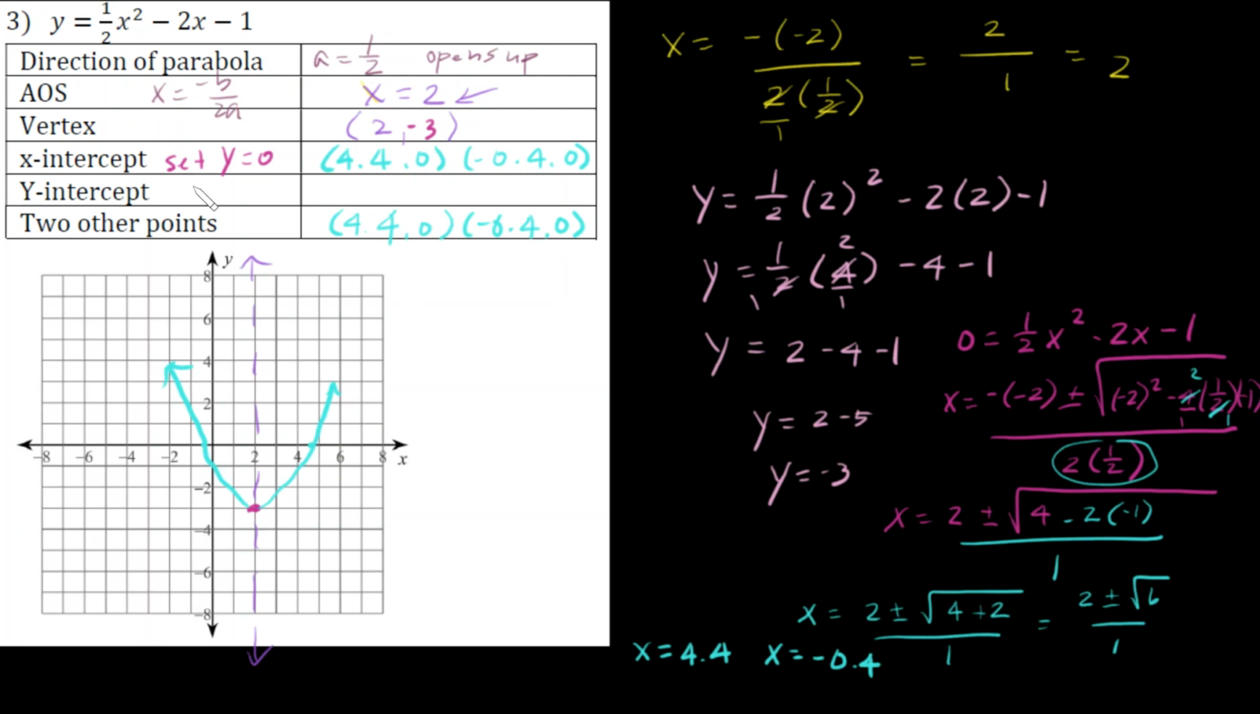For the y-intercept, we have to set x equal to 0. Let's see if I have any room to do that. So that means, well, in standard form, that'll cancel out because the zeros will take care of that. And y ends up becoming negative 1. So that point is 0, negative 1. Ooh, look at that. I hit it right there.